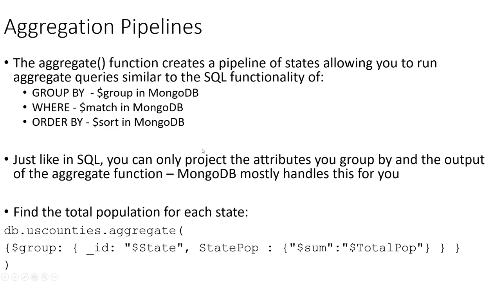However, MongoDB just mostly handles this for us. So let's say we wanted to find the total population of each state, which of course we're going to calculate by getting the sum of the population of all of the counties in that state. So we would do this by saying db.uscounties.aggregate, and then in the object we're passing into aggregate, we're going to group by state, and we're going to create a new attribute called state pop, which is the sum of the total pop attribute.